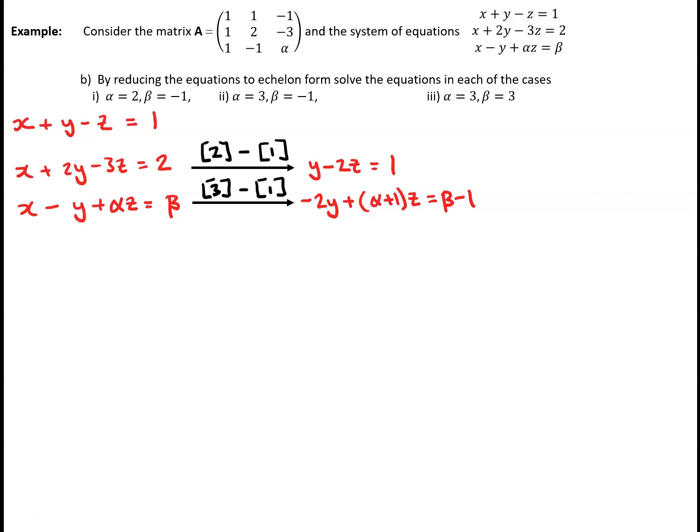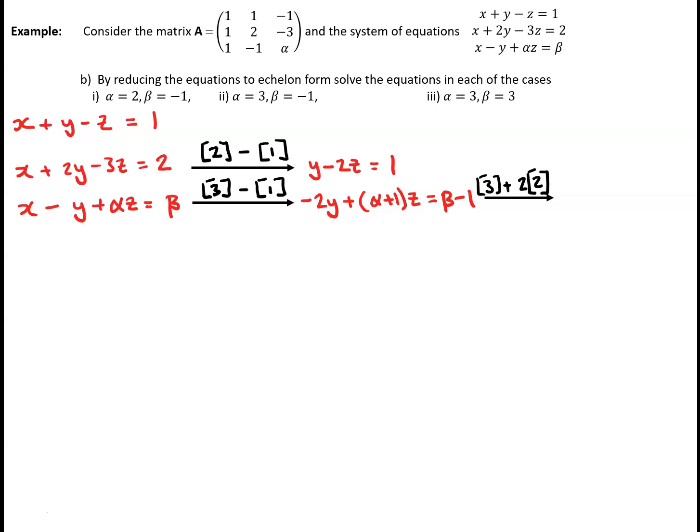Now to complete the reduction to echelon form, I need to take one of these two equations and keep it fixed. So I'm going to keep equation 2 as being fixed. I'm going to eliminate one of the variables from equation 3. I'm going to eliminate y because it's easier to eliminate than z would be. So to eliminate y from equation 3, I'm going to need to take equation 3 and add 2 times equation 2.